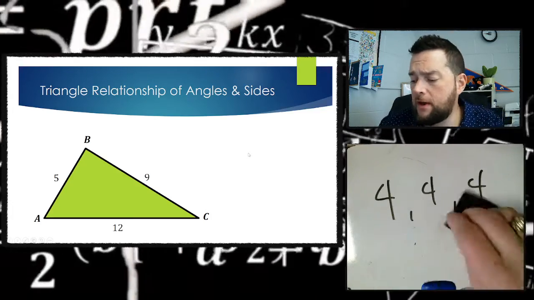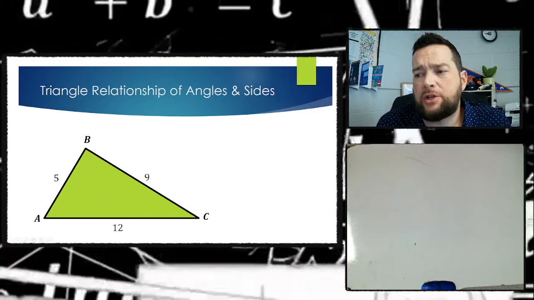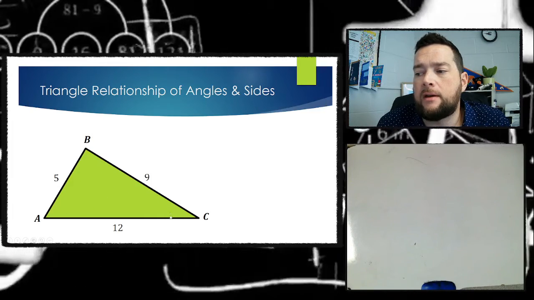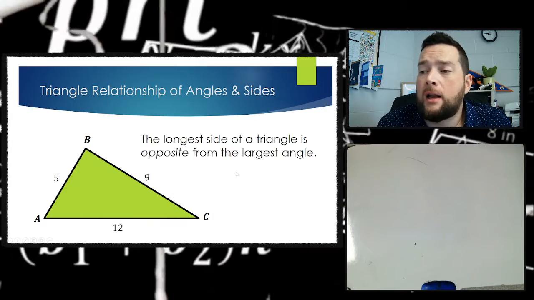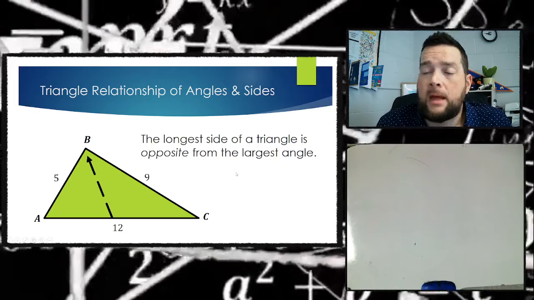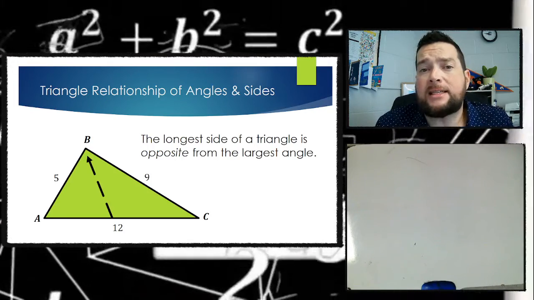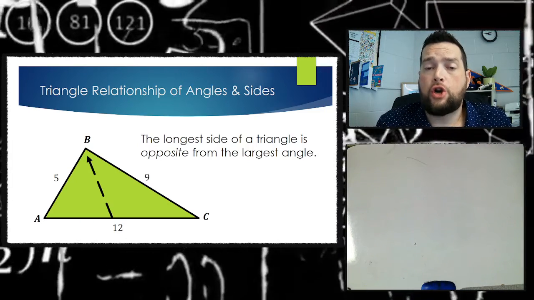All right, one more thing you need to know. You need to know that there is a relationship between the side lengths of a triangle and the size of their opposite angles. So first of all, let's just put that little statement up there, what the relationship is, all right? It says the longest side is opposite of the largest angle.